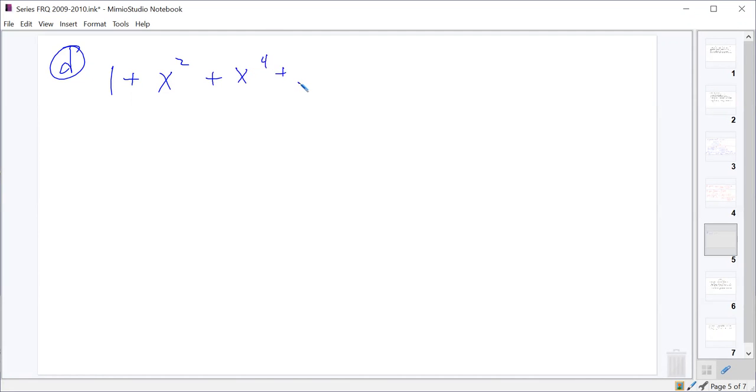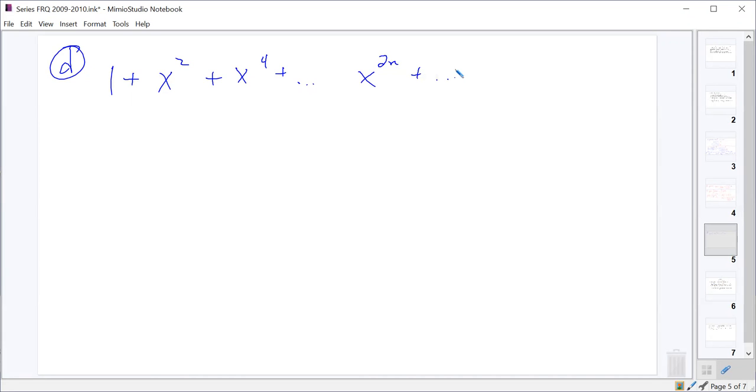And the next term would just be x to the 6th. It only asks for the first three non-zero terms. That's good enough. And then we can probably see what the pattern is that we're getting here. This should be x to the 2n as our general term.